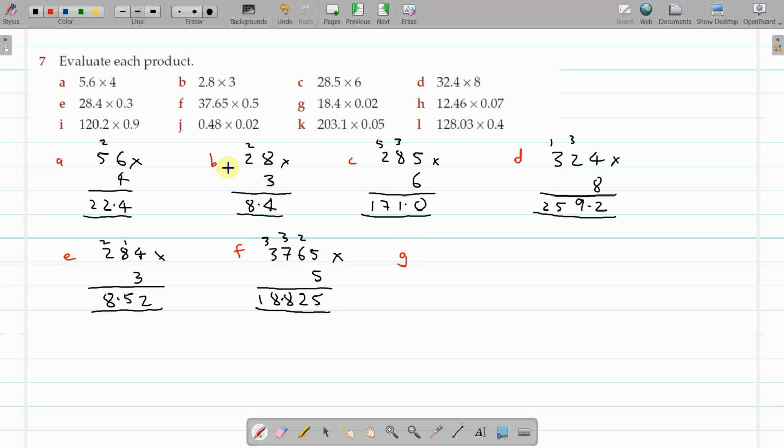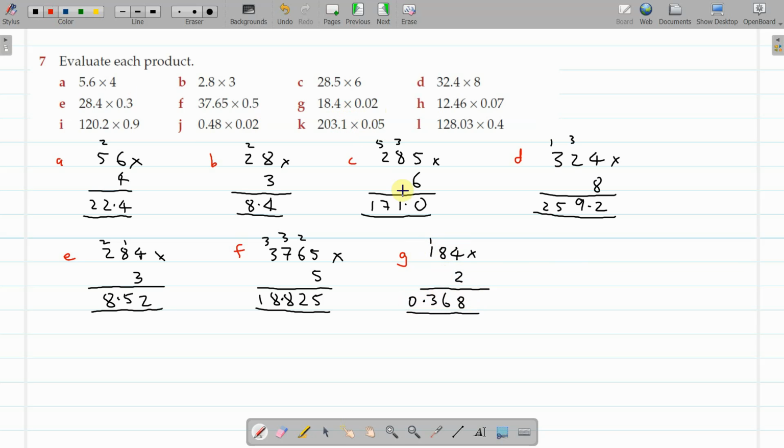G. Okay. 18.4 becomes 184 times 0.02, just 2. And we go 2 times 4 is 8. 2 times 8 is 16. 2 times 1 is 2, plus 1 is 3. And we need to put in 1, 2, 3 decimal places. 1, 2, 3, there it is.